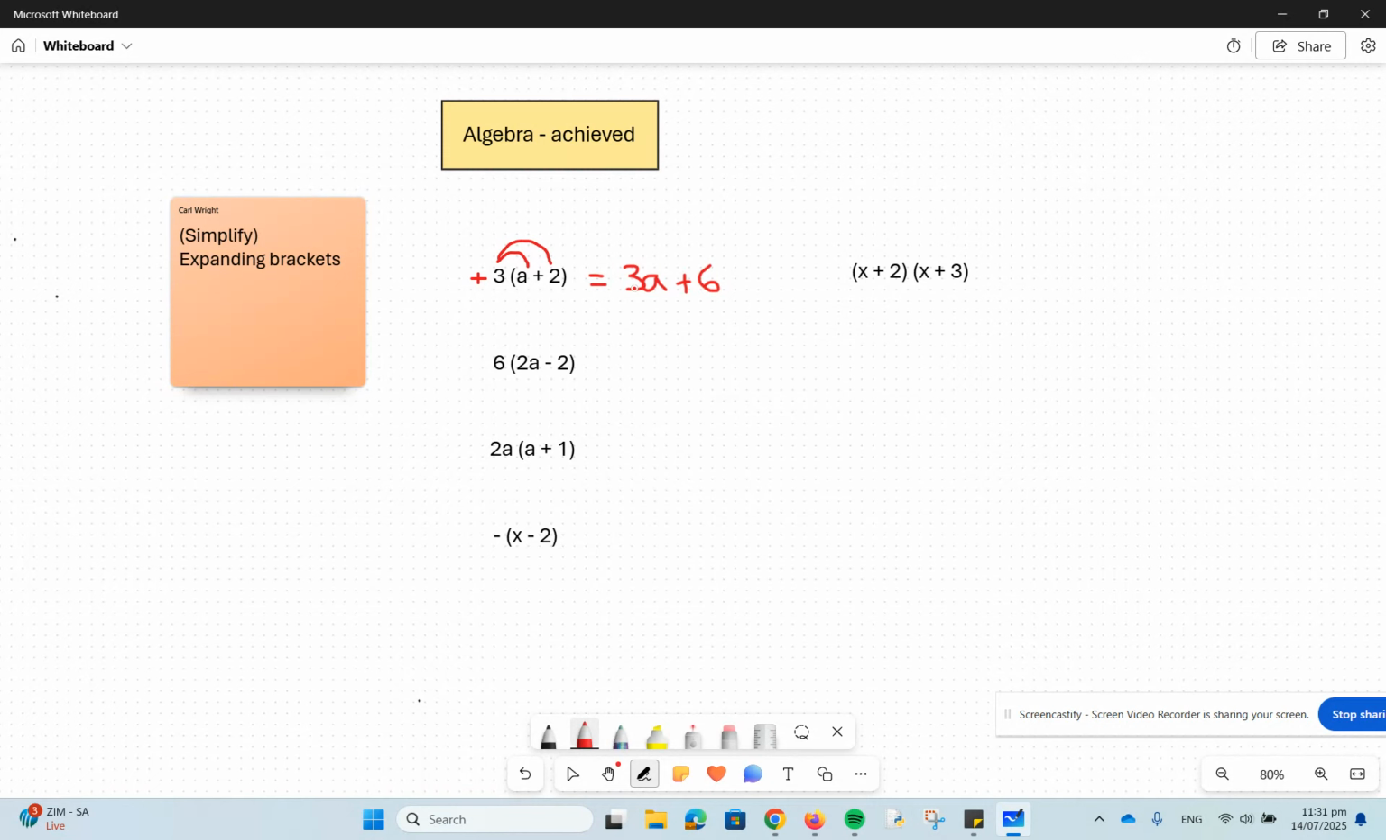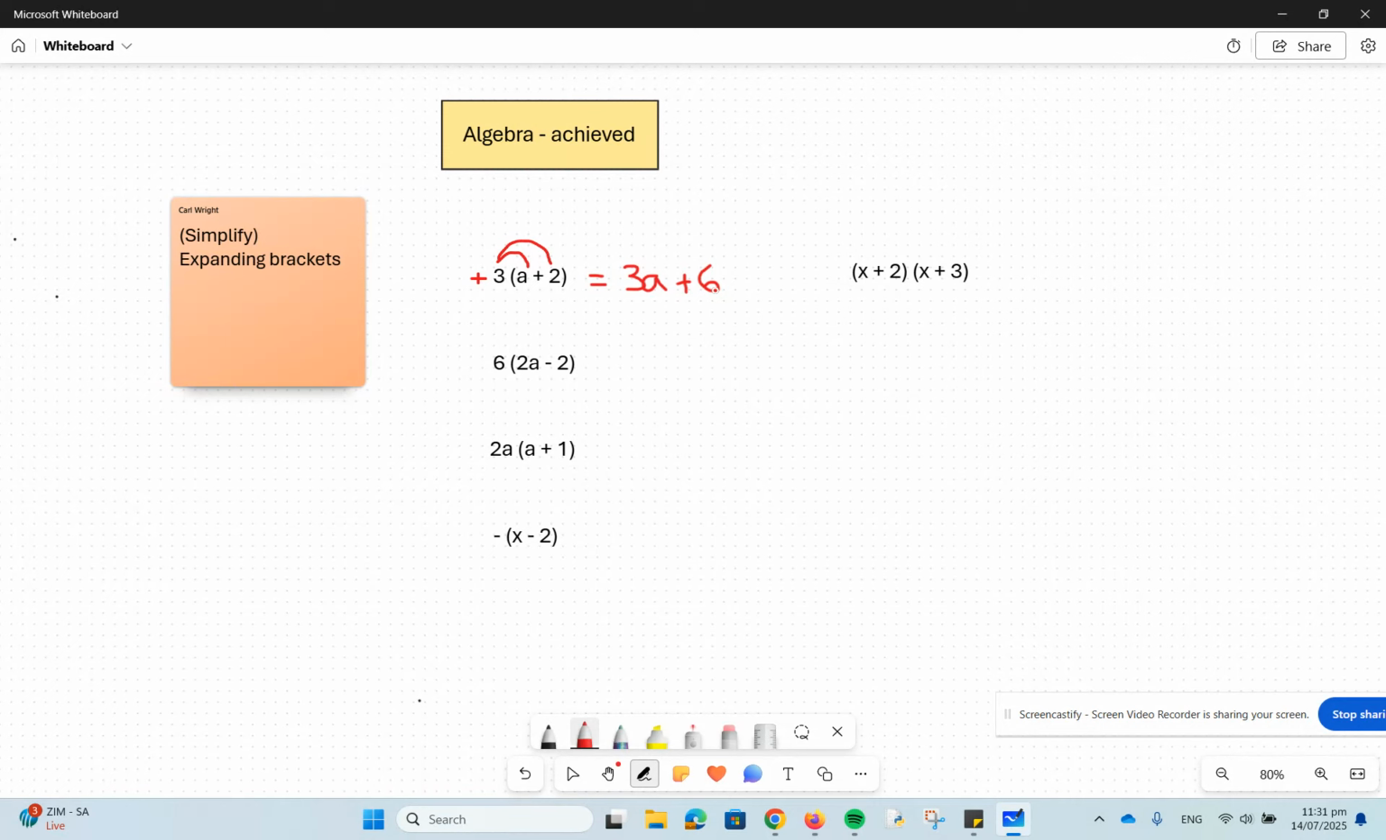Now, if I wanted to go from here back to having it in brackets, that wouldn't be called expanding. That would be called factorizing. To do that, I'm looking for the highest number multiple that's in 3 and in 6. So the highest factor that is in 3 and in 6. And that's 3, isn't it? So when you're factorizing, you're looking for the highest factor in both. So the highest factor is 3.